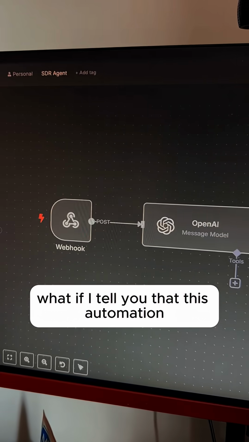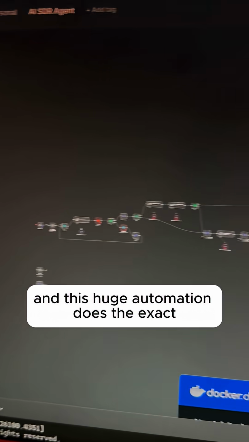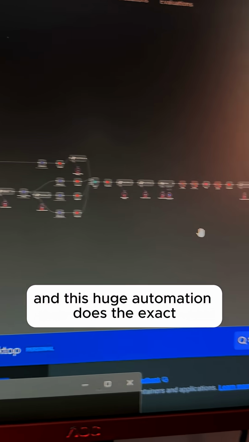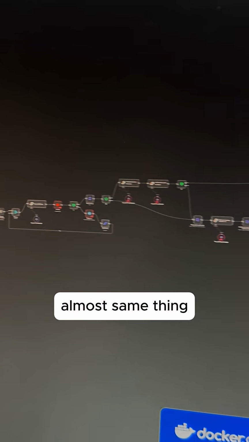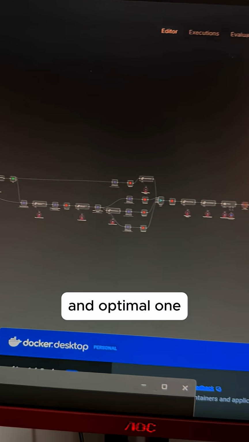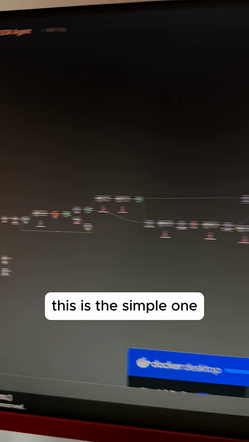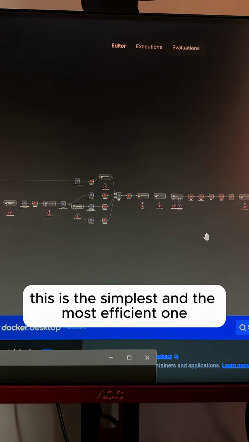Okay, guys, what if I tell you that this automation that looks very simple and this huge automation do almost exactly the same thing? Which one would you think is the most precise and optimal one? Everyone would say the simple one. But in fact, no, this is the simple one. This is the simplest and the most efficient way.